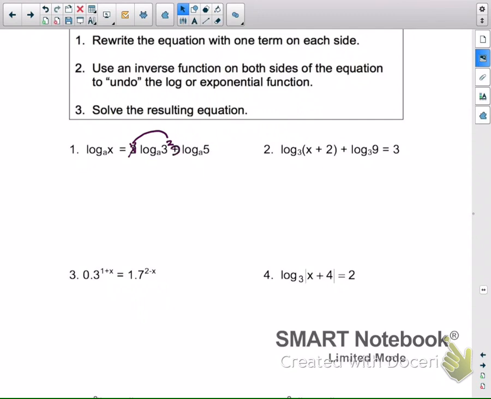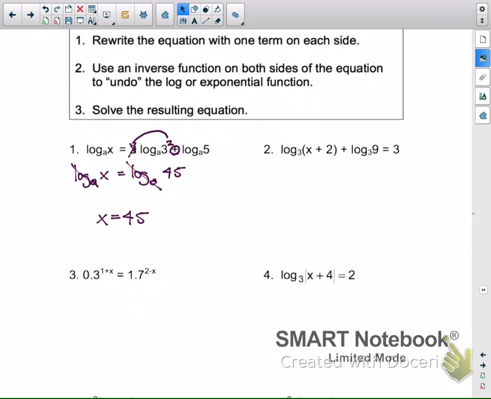My second thing would be when there's 2 logs separated by a plus sign, I collapse that to 1 log where I do what? Multiply. 3 squared times 5 is what? 45. When you have the same log on both sides, what can you do? Cancel them out, which means what's my answer? 45. We don't spend a lot of time on the logs on both sides because as long as you can collapse them, you're pretty good.